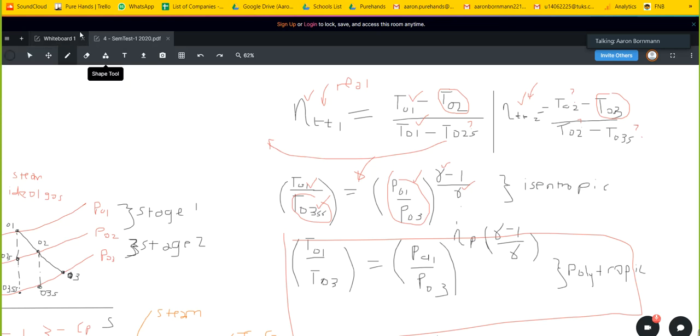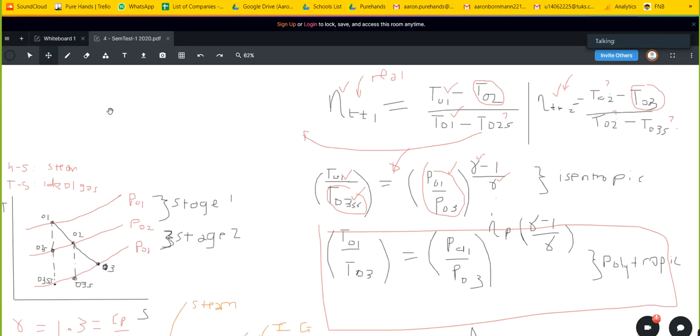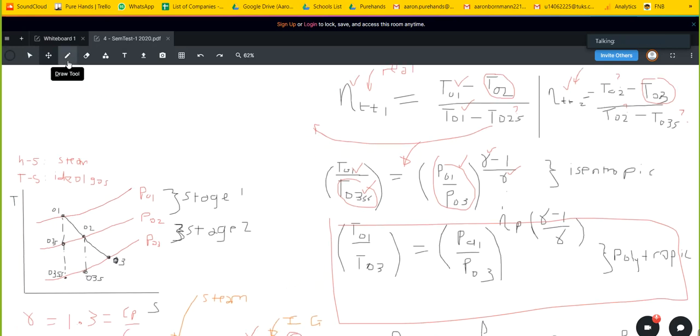So if we look at our graph, if we want to find T0, 2s, we want to find this point here, right? So you're going to use these values here. So this will be T01, right? But probably the easiest is to write it like this.